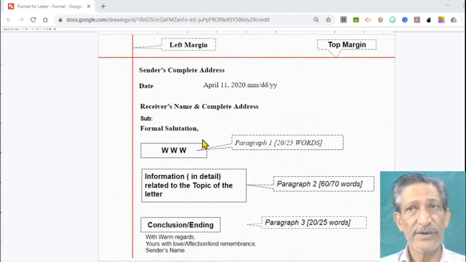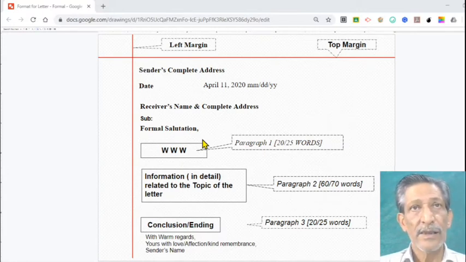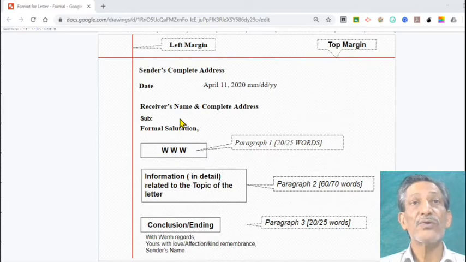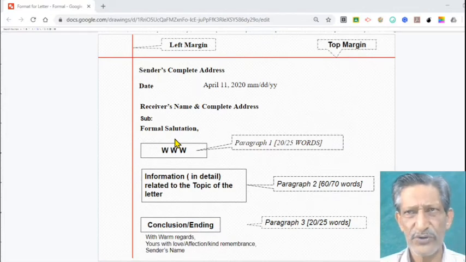Now here, you can deviate slightly if you want. The subject has two places. One is just above the formal salutation, and it can also be just below the formal salutation, just above the first paragraph. So either way, both are correct. Don't confuse yourself, please, but it should be there. It's a very important part of the whole setup. So please be careful.